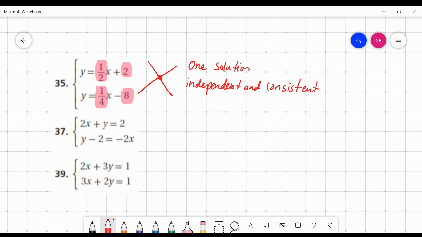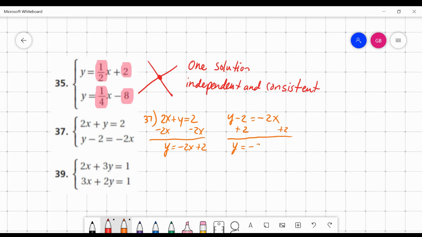Number 37. Well, let's solve for y so we could see what the slopes are. This y is equal to, so subtract 2x from both sides. So y is negative 2x plus 2. And then y minus 2 is equal to negative 2x. Add 2 to both sides. So y is negative 2x plus 2.